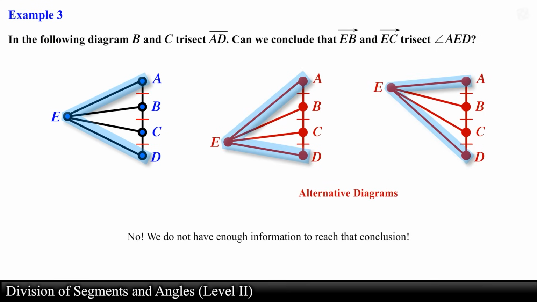We would need more information to draw a decisive conclusion. So no, we cannot conclude that ray EB and ray EC trisect angle AED. Now let's take a look at some proof examples.